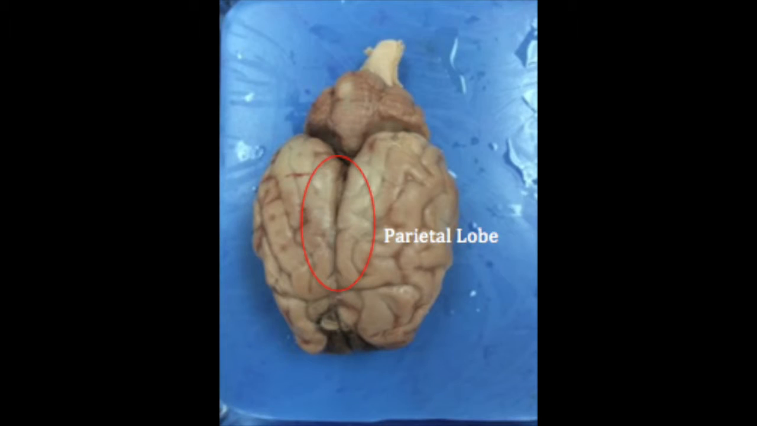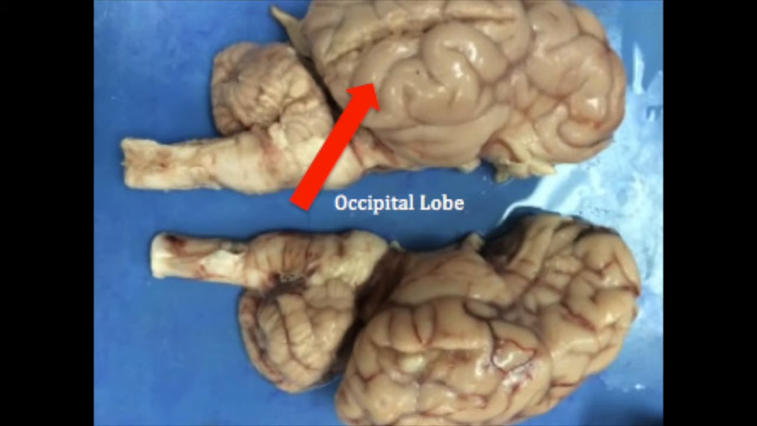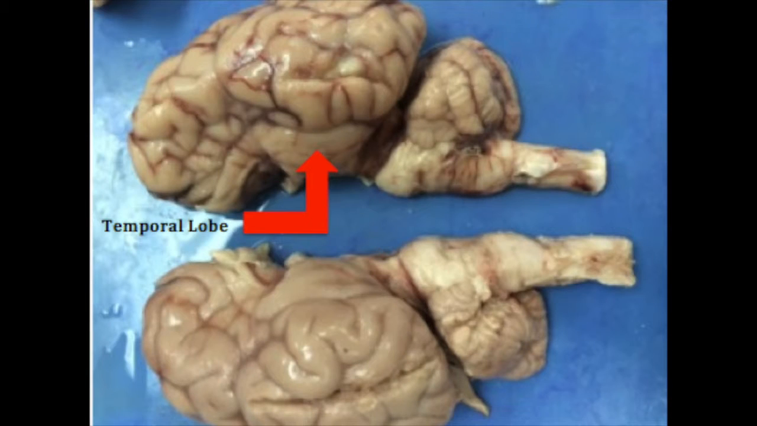The parietal lobes are posterior to the frontal lobes. Within these lobes is the primary somatic sensory cortex, whose function is to interpret sensory impulses received from the skin, internal organs, muscles, and joints. Occipital lobes are posterior to the parietal lobes and are responsible for vision. The temporal lobes are the most inferior lobes. They are involved in speech, hearing, vision, memory, and emotion.